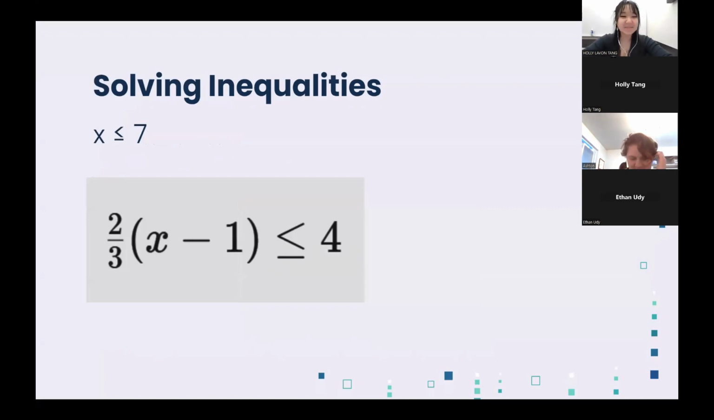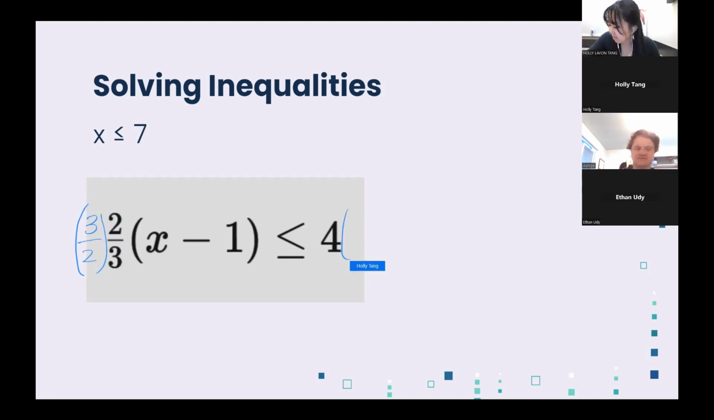All right. So what was your first step? I distributed first. Same. Okay, cool. That's one way to do it. Another easier way to do it is to multiply both sides by the reciprocal of your fraction. Then you can just get rid of the fraction, right? Oh, right. I always forget to do that. Yeah, no worries. We can just do that really quickly.